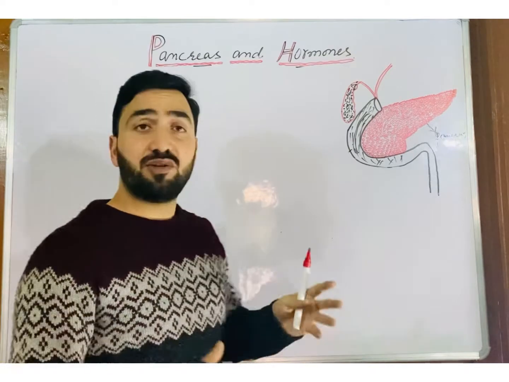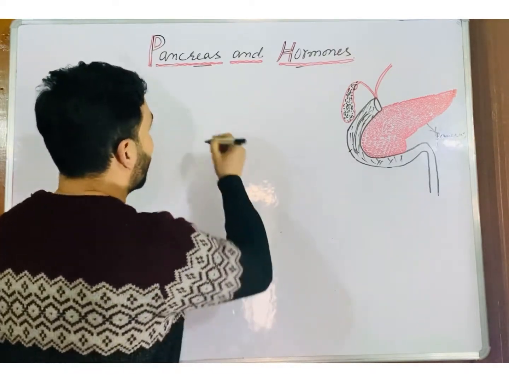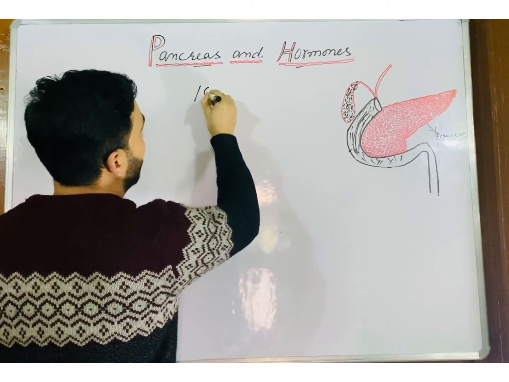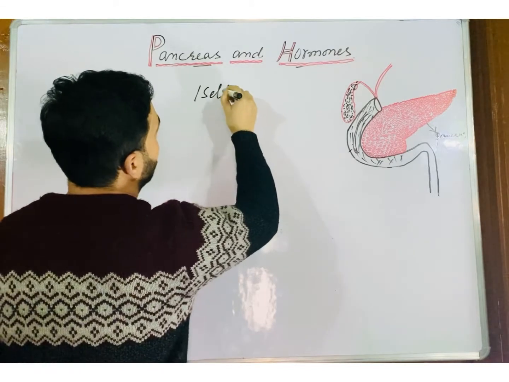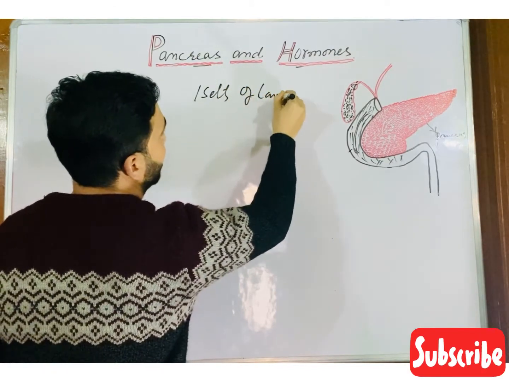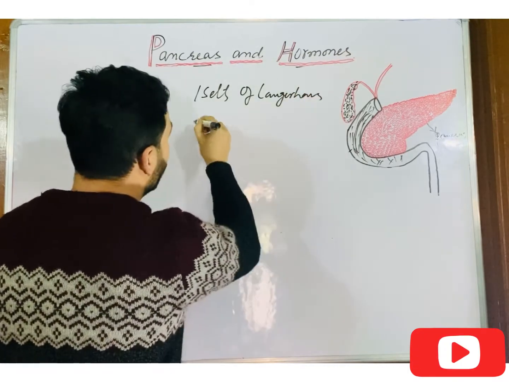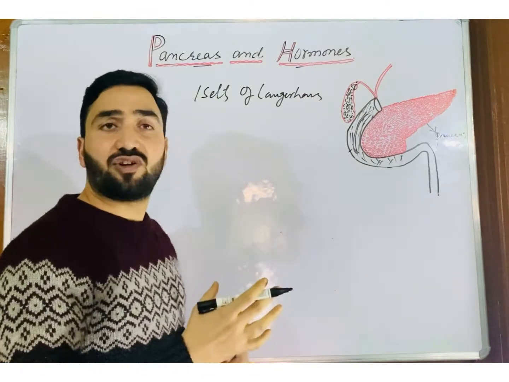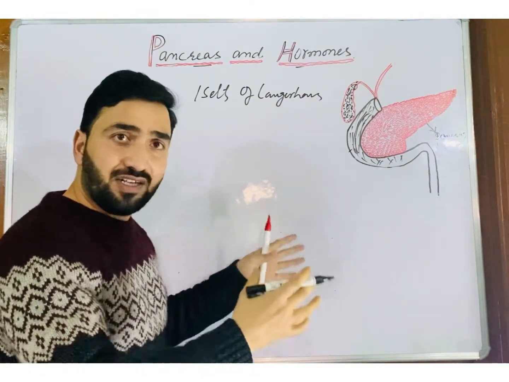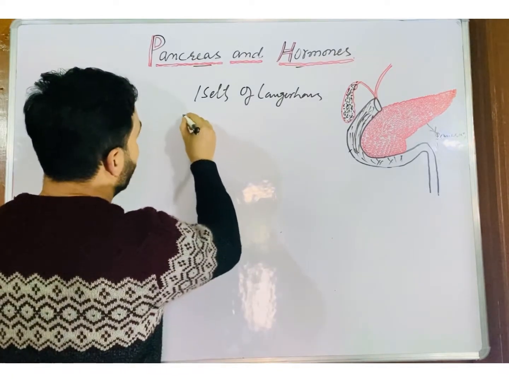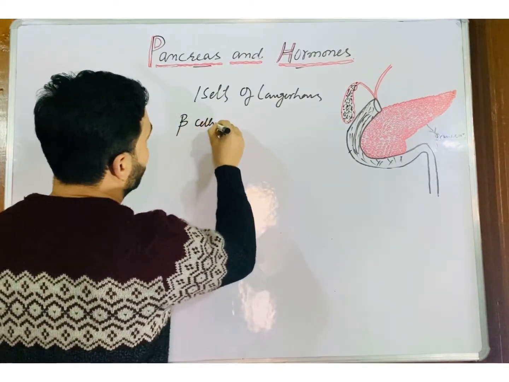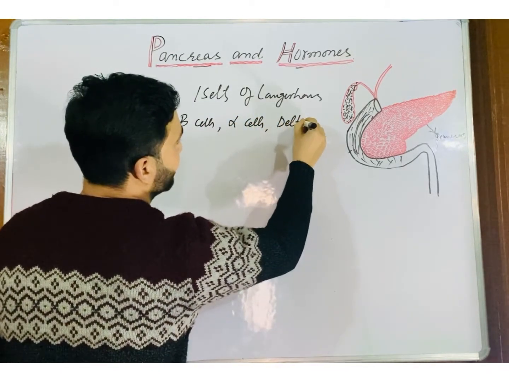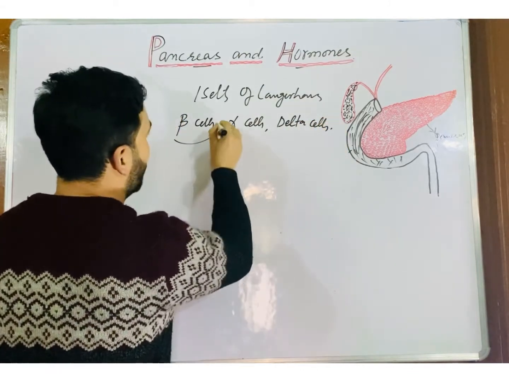Now in this video lecture, we'll be discussing the different kinds of cells present in the islets of Langerhans. We came to know that there are four important kinds of cells, but the function of the fourth cell, that is C type of cell, is not known yet. So we'll see the function of the three different kinds of cells: the beta cells, the alpha cells, and the delta cells.